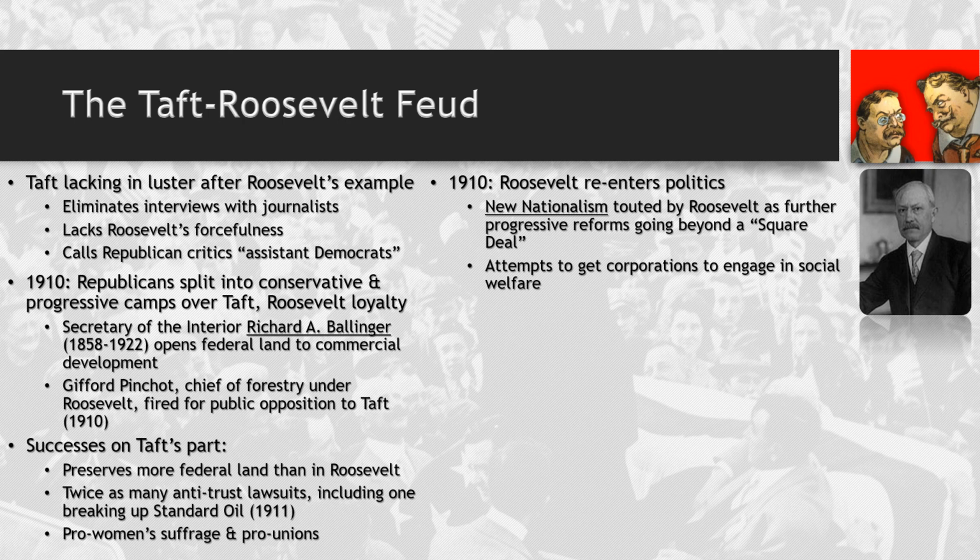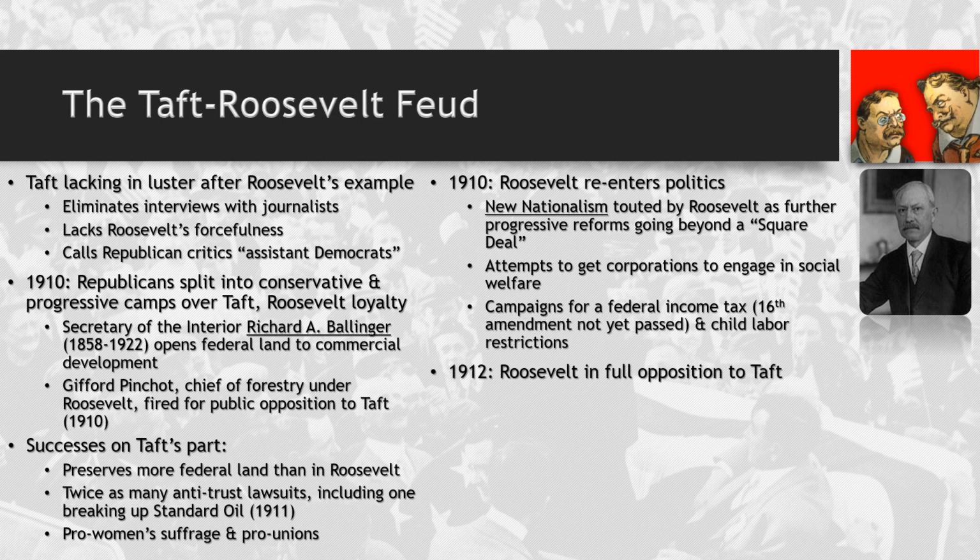So Roosevelt is getting more and more idealistic here. He also campaigns for a federal income tax. This is still before the 16th Amendment has been passed. And he also starts to campaign more heavily for child labor restrictions as well. So he's really pushing the reform movements here. And by 1912, Roosevelt is in full opposition to Taft.